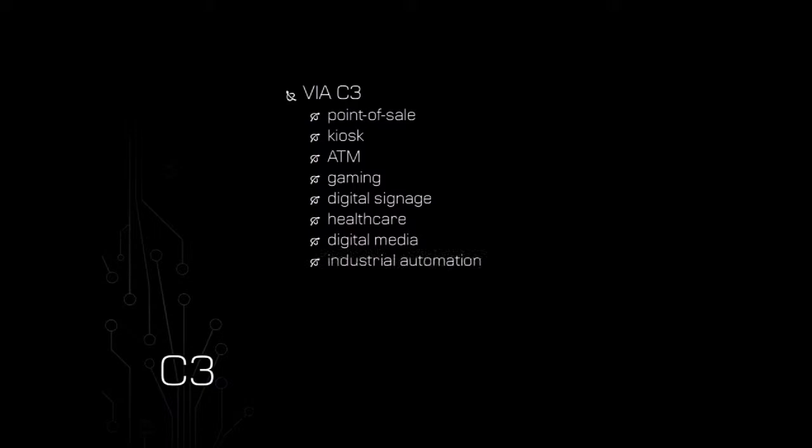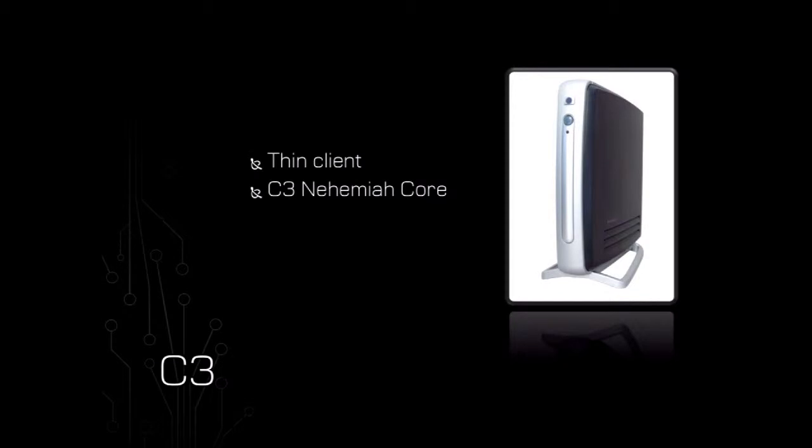So VIA is one of the 3 major x86 manufacturers, and C3 is a model that they had a while back. These were specifically targeted at embedded systems. They're marketed towards point of sales, kiosks, ATMs, gaming. Since we're in Vegas, you might want to start poking around after this. Digital signage, healthcare, digital media, industrial automation, and of course you can still find them in PCs and laptops. So this was the system I eventually pulled off my shelf for this research and what I'm going to talk about for the rest of this presentation.